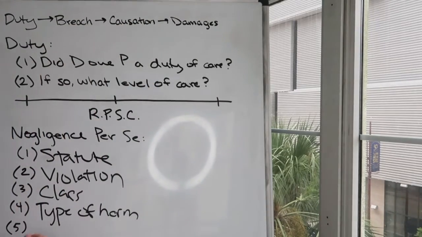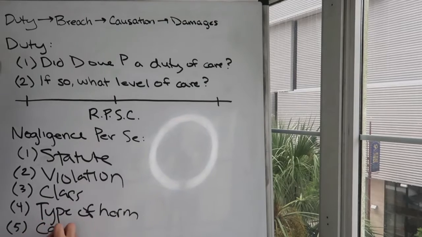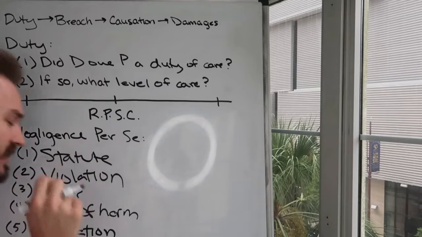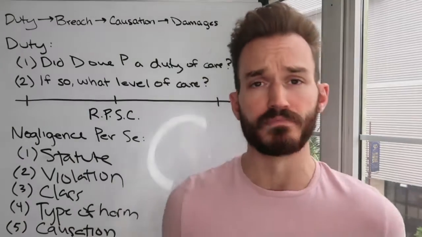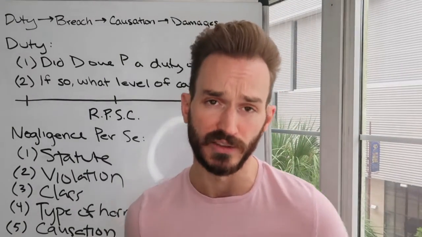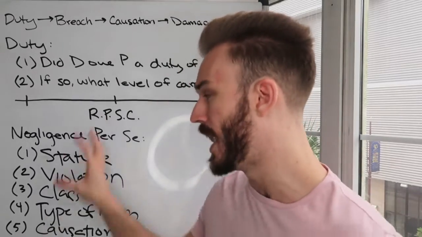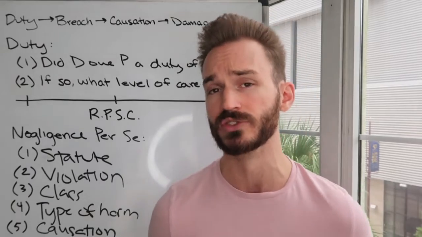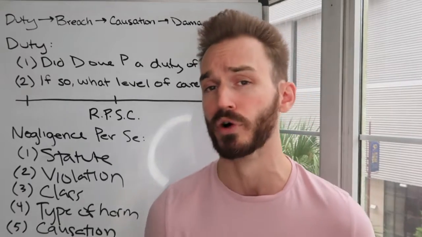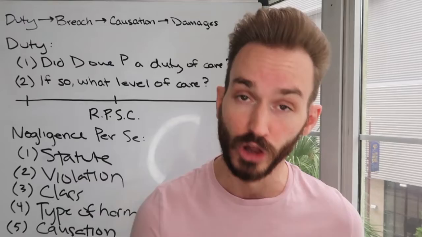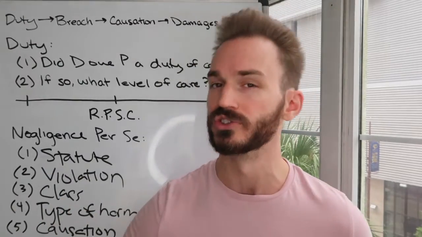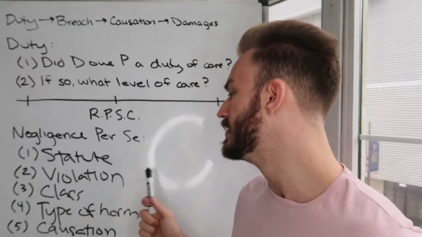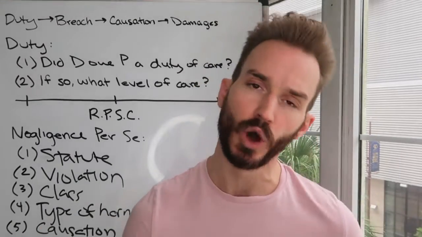And number 5, you're going to have to show causation, whether the violation of the statute was the actual and proximate cause of the plaintiff's harm. If you can establish all 5 of these elements, remember, in a majority of jurisdictions, that means the defendant is liable for negligence as a matter of law. In a minority of jurisdictions, it creates a rebuttable presumption. Okay, so let's just break these elements down briefly and then go over some examples.